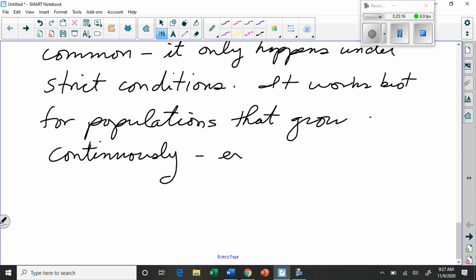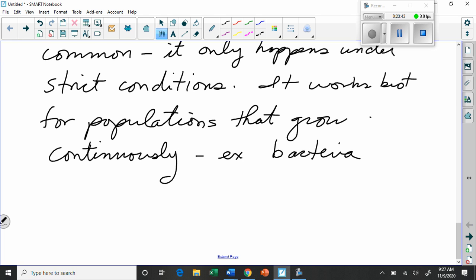For example, bacteria. Bacteria grow pretty much continuously. They're always in a state of constantly dividing at any given time. If you have a petri dish full of bacteria, a whole bunch of them will be splitting, and if you wait 5 minutes later, different ones will be splitting. So there's always growth or reproduction happening.